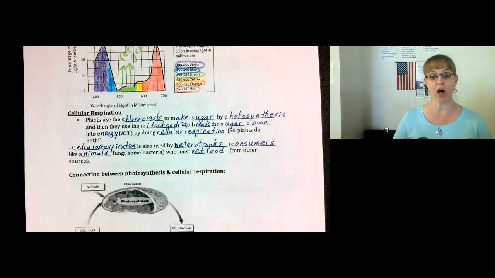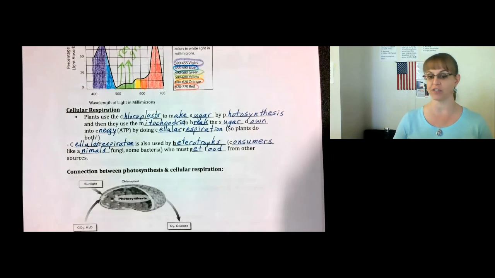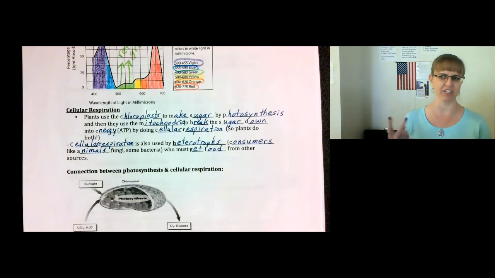Cellular respiration is also used by heterotrophs. Heterotrophs are also called consumers. It's anything that has to eat food instead of making its own food. So animals, fungus, one fungus, two fungi, and some bacteria must get food by eating it, not by making it.